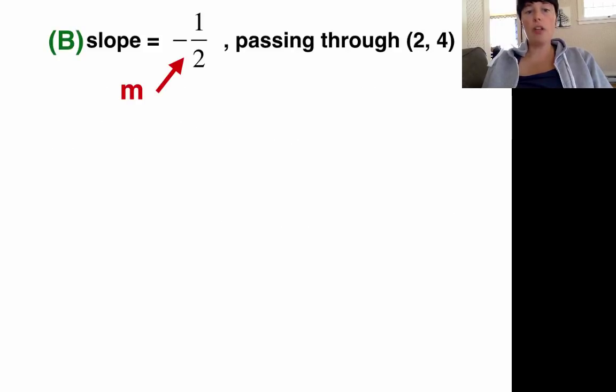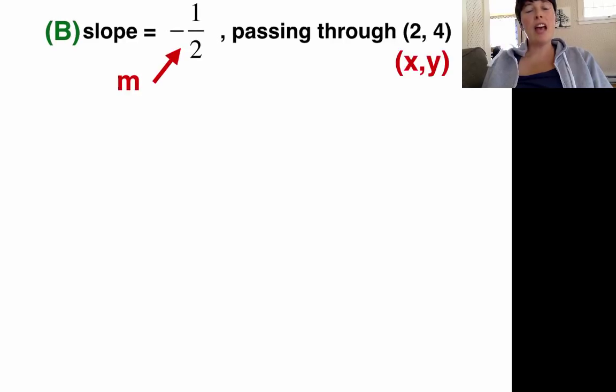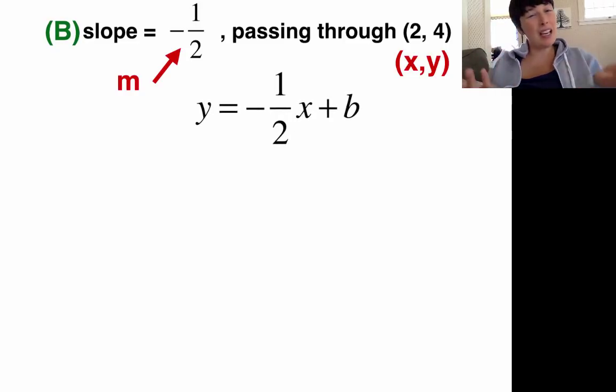So here's what we know. We know the m value, which is great. We know it's negative 1/2. We have a point on the graph, which I'm going to call x and y. So my equation is going to be y equals negative 1/2 x plus b. I don't know the b value, but I'm going to solve for the b by replacing the x and y with the 2 and the 4. Notice the order. The 4 is the y, the 2 is the x. You got to put them in the right spot.